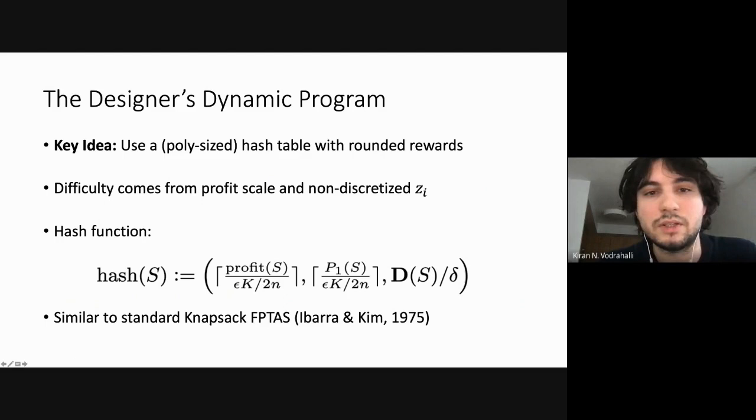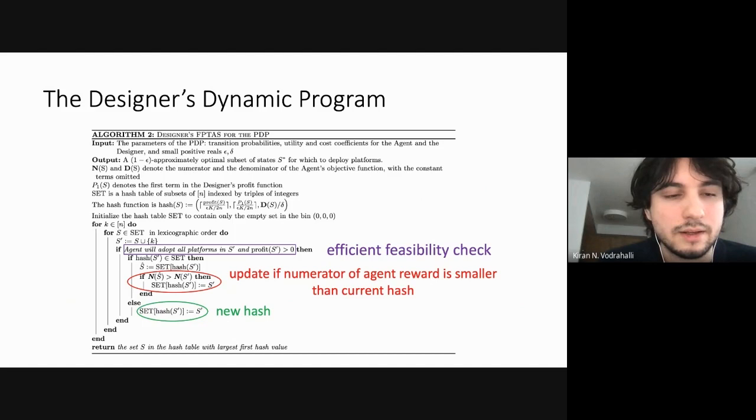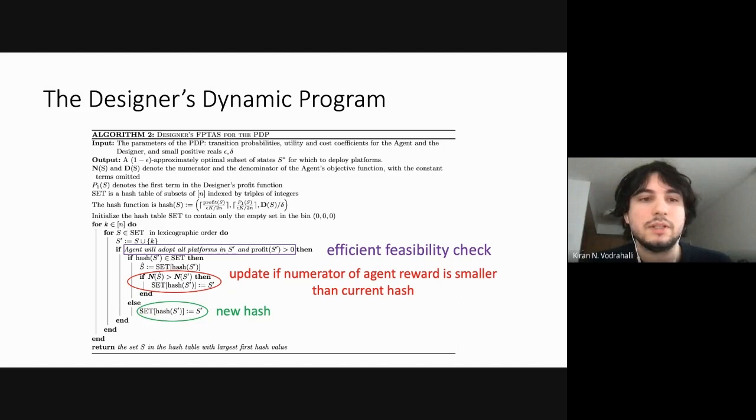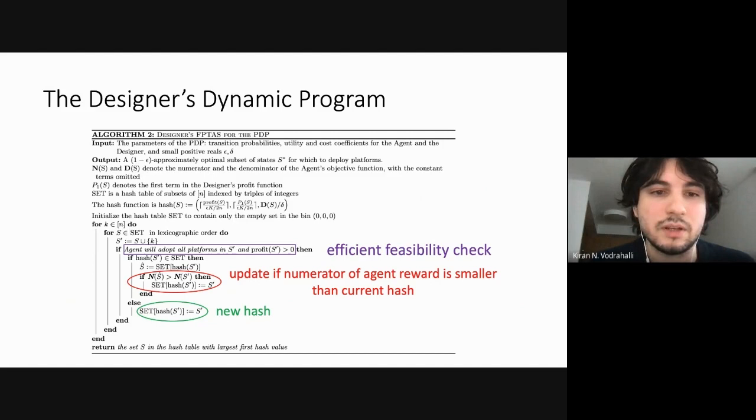So the actual dynamic program is we maintain this hash table, and we iterate through the sets in lexicographic order. One thing that's important to note is that it's efficient to check feasibility for an agent, because we can simulate the agent with a near linear time protocol to decide whether they accept or not. That's the agent greedy algorithm we saw before. So we can always do that.